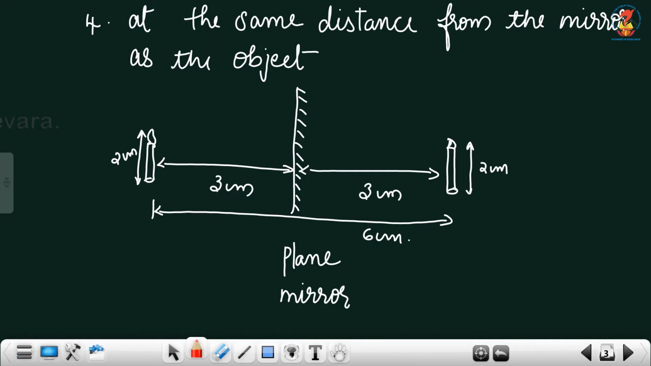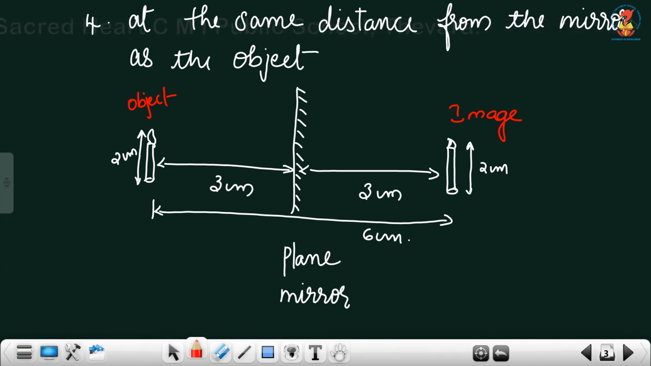Here, this one is a plane mirror. The height of this candle is 2 centimeter. So this one is the object. We will get the image of the candle here. So this one is the image. The height of the object is 2 centimeter, and the height of the image is also 2 centimeter.